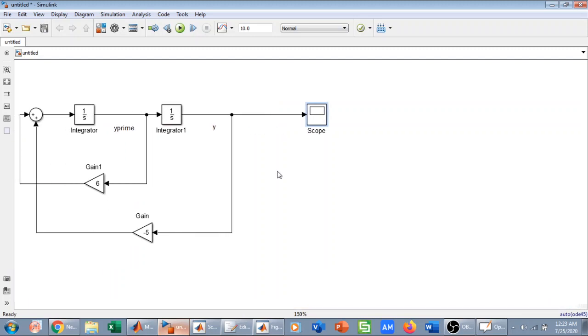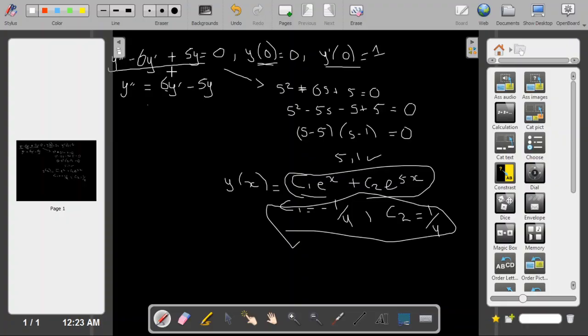So that's it. We have this equation, which was y double prime minus 6y prime plus 5y, and this solution was minus 1 by 4 e power x plus 1 by 4 e power 5x, and we have plotted this solution in Simulink, as well as in MATLAB programming, and we have verified that both our solutions are correct.